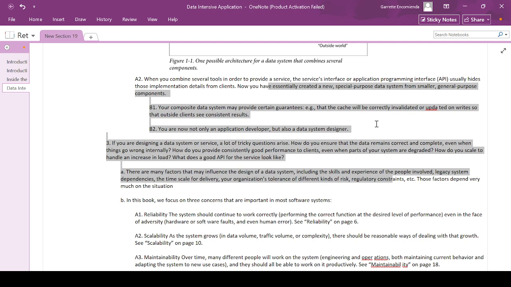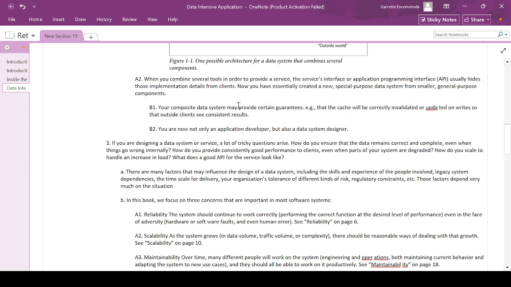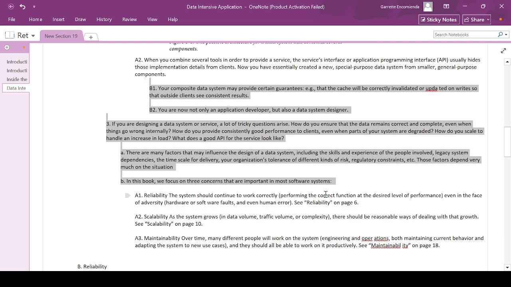So it's not just about the data model, or just one tool. A tool could be complicated and have different characteristics of its own, kind of like a person. You can't really define a person as good or bad, because it depends on who you ask and in which situation, right? Your composite data system may provide certain guarantees, i.e., that the cache will be correctly invalidated or updated on writes, so that outside clients see consistent results.